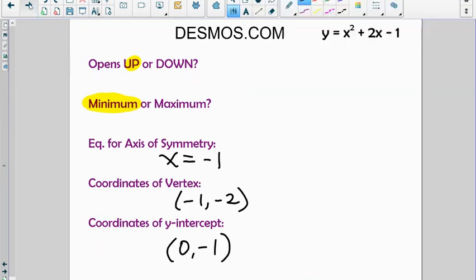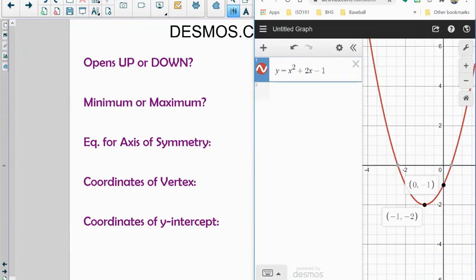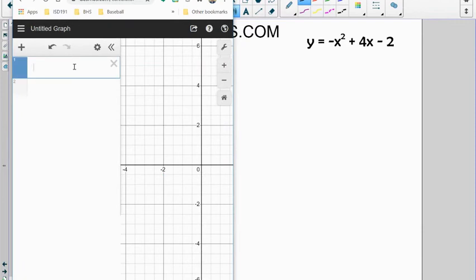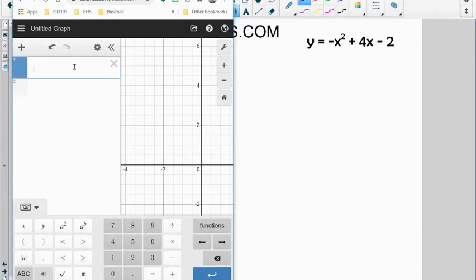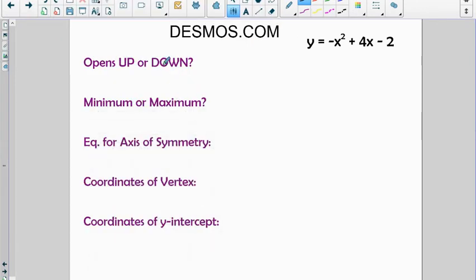Let's do the same thing for one more example. Here we have a different equation. If you feel like you're up to it, you could go ahead and try this on your own. Pause the video, come up with your answers to these 5 questions, and then play the video to see how you did.